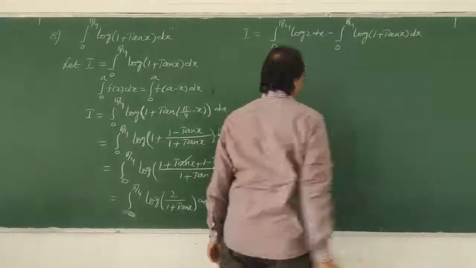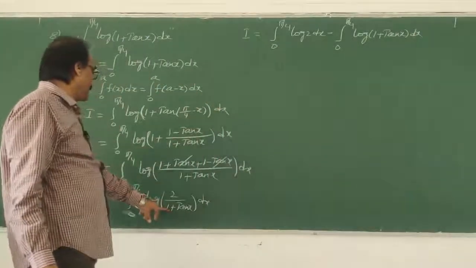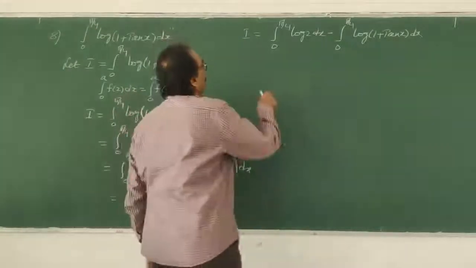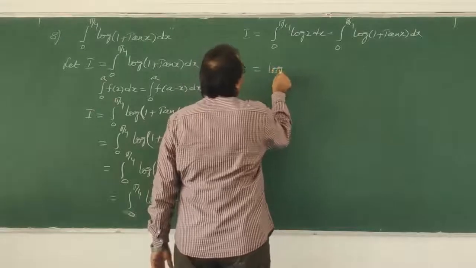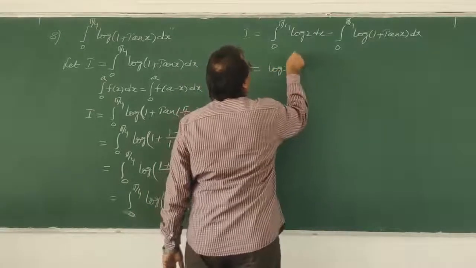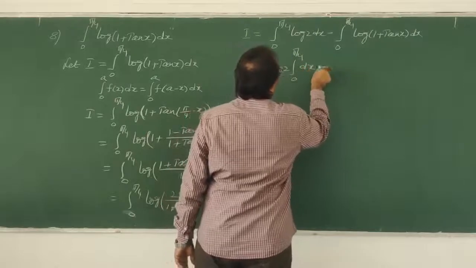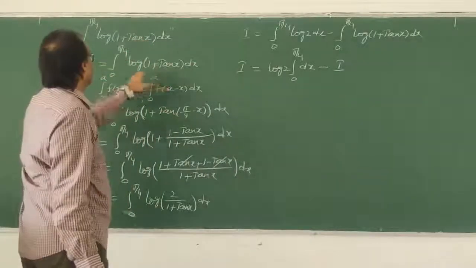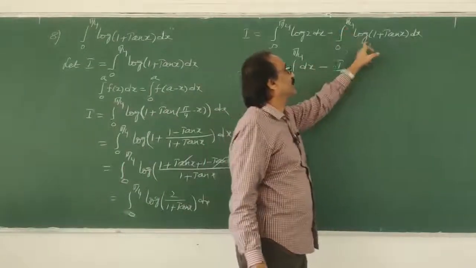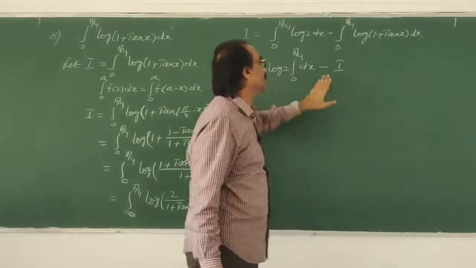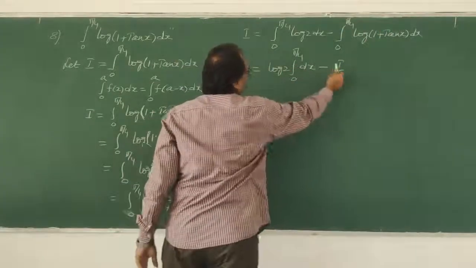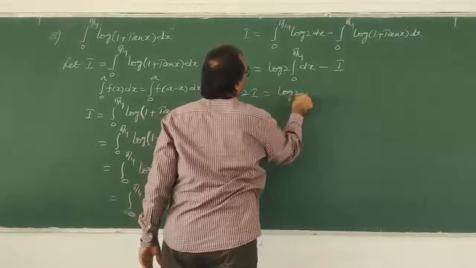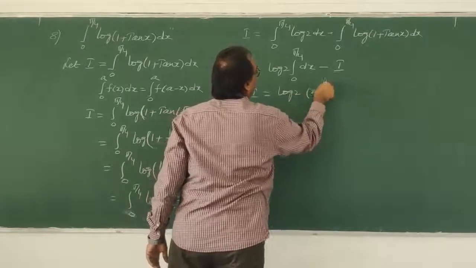Once again, this is nothing but log of a by b, and log of a by b means log a minus log b. Log 2 is a constant, so bring it outside. So log 2 into the integral from 0 to pi by 4 of dx, minus this, which is nothing but I, because we said the integral from 0 to pi by 4 of log of 1 plus tan x is I. In this place you substitute minus I. If you bring minus I to this side, I plus I is 2I. So 2I is equal to log 2 into the integral of dx, which is x, with limits 0 to pi by 4.